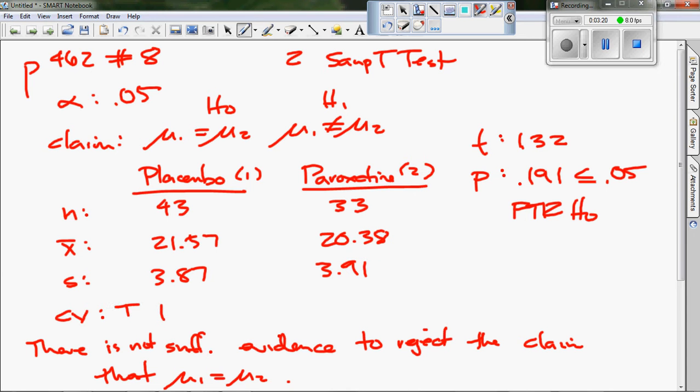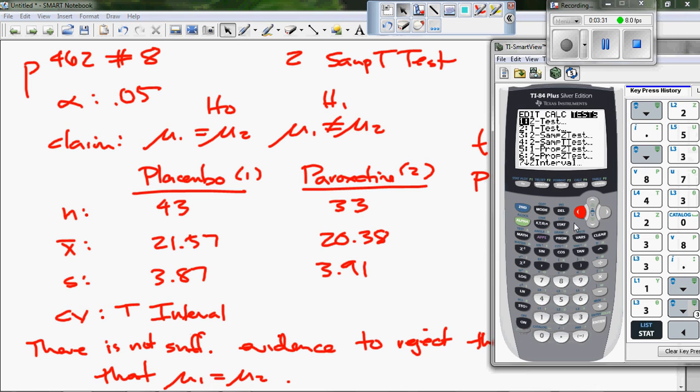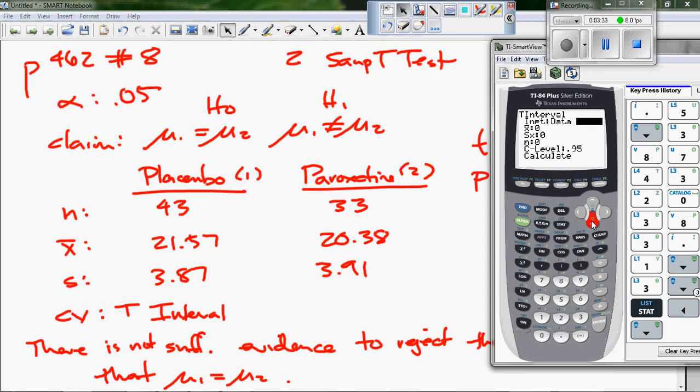For the critical value, it's a t distribution, so we're going to use TInterval. So we go to Stat, Tests, TInterval in our calculator. For the sample mean we should have 0. For the sample standard deviation, the square root of the smaller sample. The smaller sample is 33, so square root of 33, and N is 33. Since the critical value is in both tails, the confidence level is 1 minus alpha. Alpha is 0.05, so 1 minus 0.05 is 0.95.